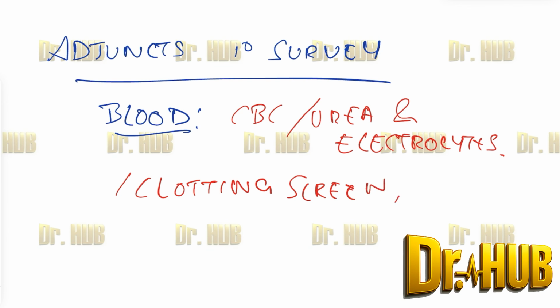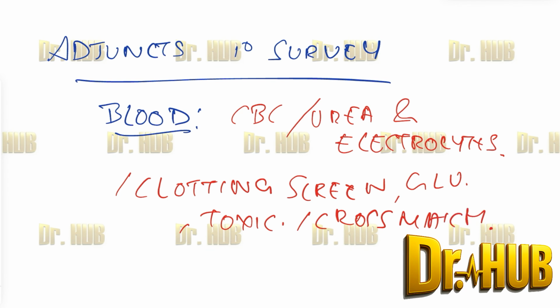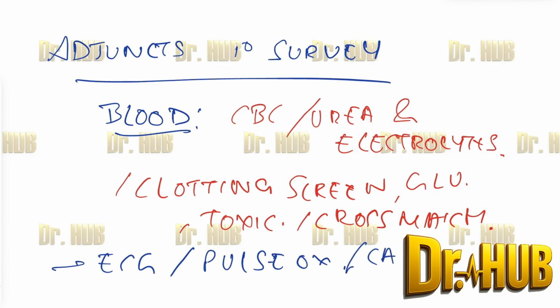Next, there is also the glucose, the toxicology, or the cross match. Next, we move on to some other findings such as the ECG. You go for ECG, you can go for pulse oximetry, then ventilatory rate, capnography, just naming a few, or the ABG analysis. So these are the things which are done.